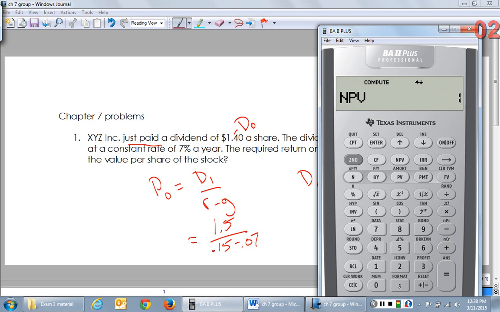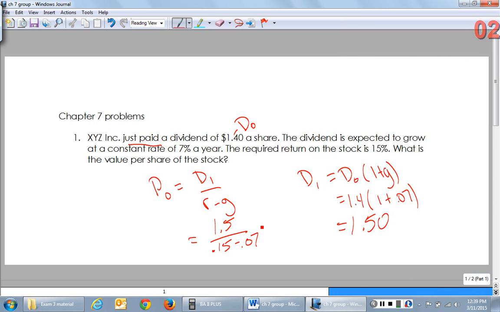So 1.5 divided by 0.08 is equal to $18.75.